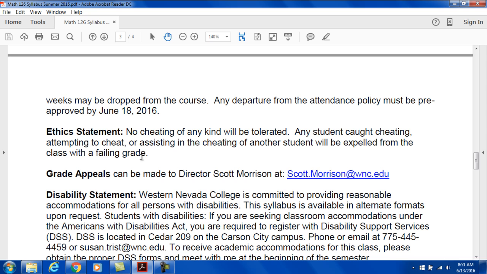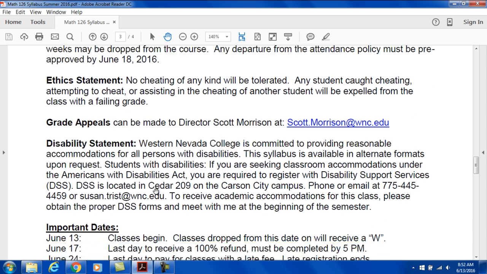It's really a problem if I see two exams that are identical, both correct and incorrect questions, and all the work is the same. It makes me really suspicious. Grade appeals can be made to Director Scott Morrison.